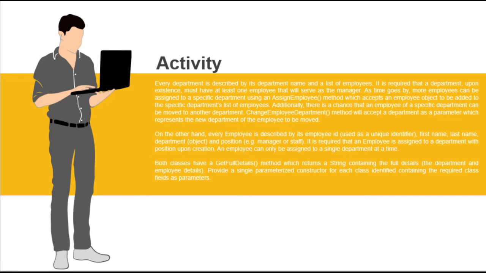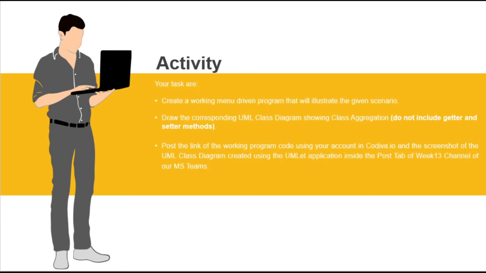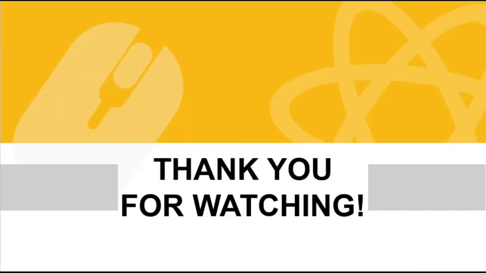Now for this lesson's activity, create a program with the following requirements. So take a screenshot of the given slide to read the requirements. And these are your tasks. You need to post the link of the working program code using your account in codeband.io and the screenshot of the UML class diagram created using the Umlet application inside the post tab of the week number 13 channel of our MS Teams.